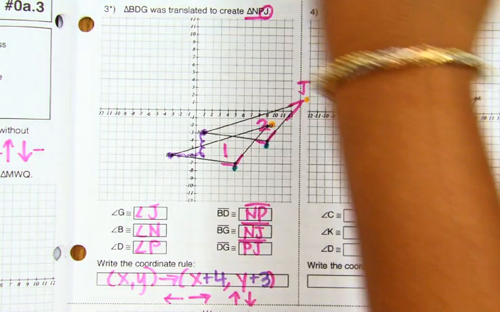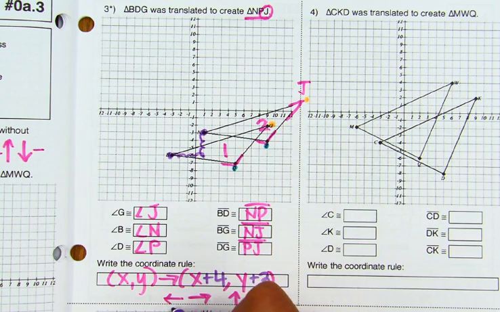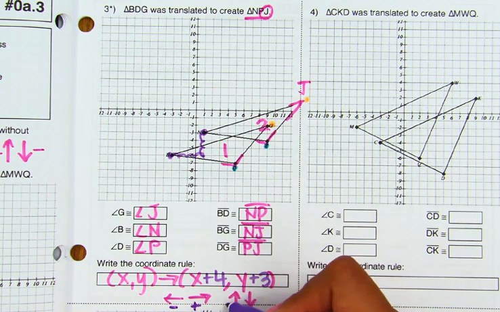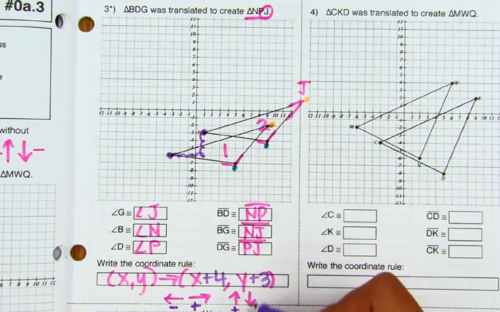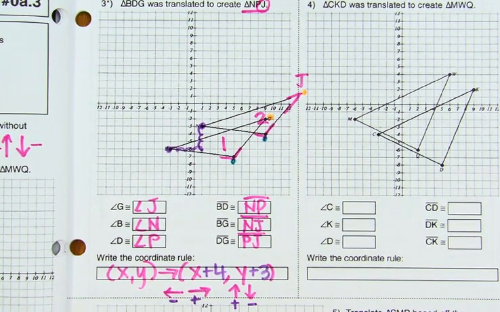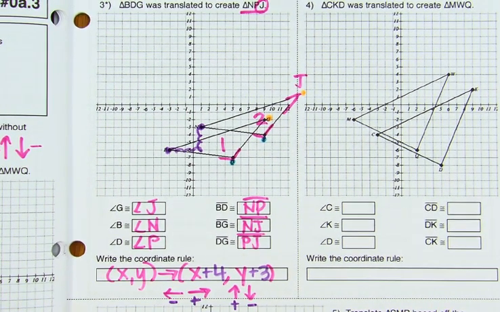So just a friendly reminder, if you forgot, whenever you're moving left, that's negative. If you're moving right, that's positive. If you're moving up, that is positive. And if you're moving down, that is negative. So with that said, we just finished number 3.